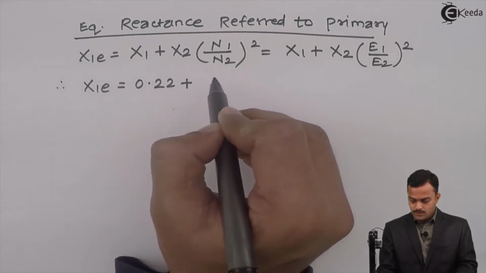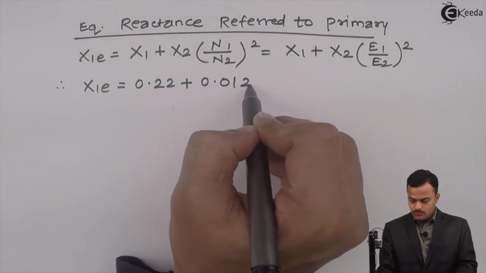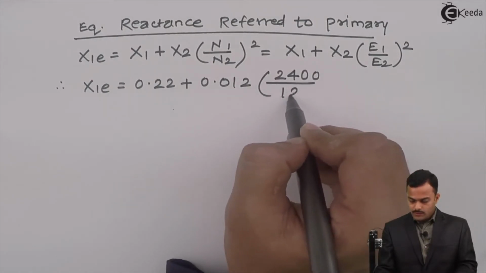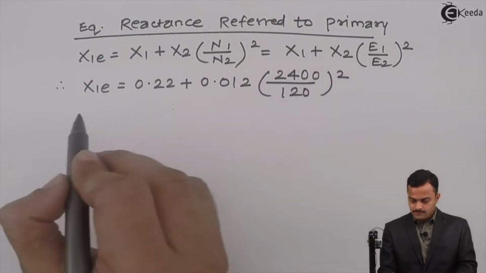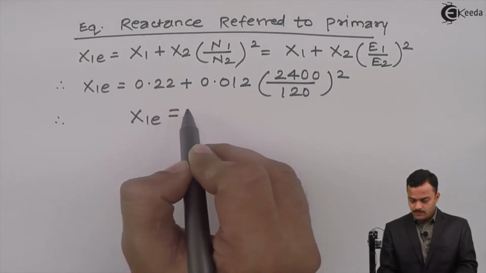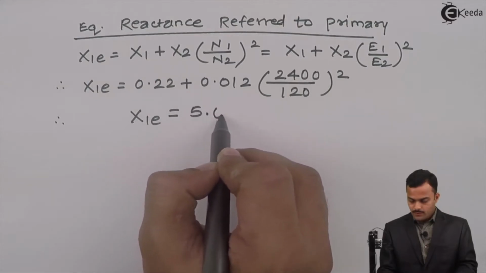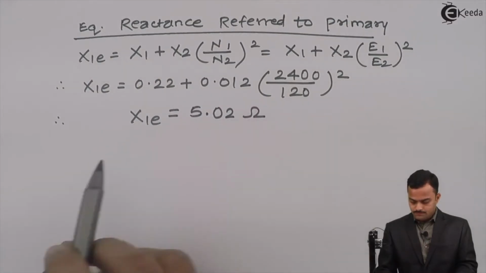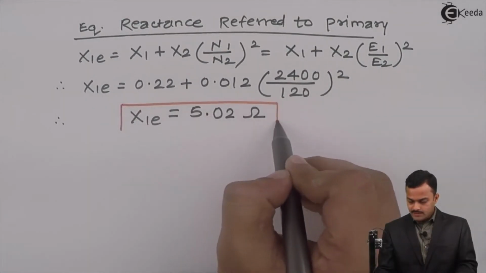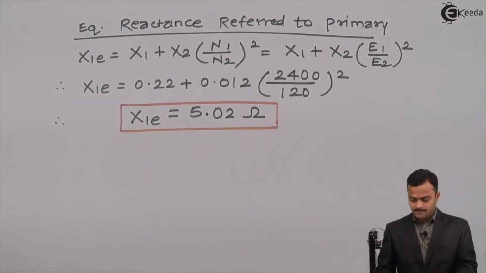0.22 plus 0.012 multiplied by (2400 divided by 120) square. Solution of this equation will give you X1E equal to 5.02 ohm, which is nothing but equivalent reactance referred to primary.